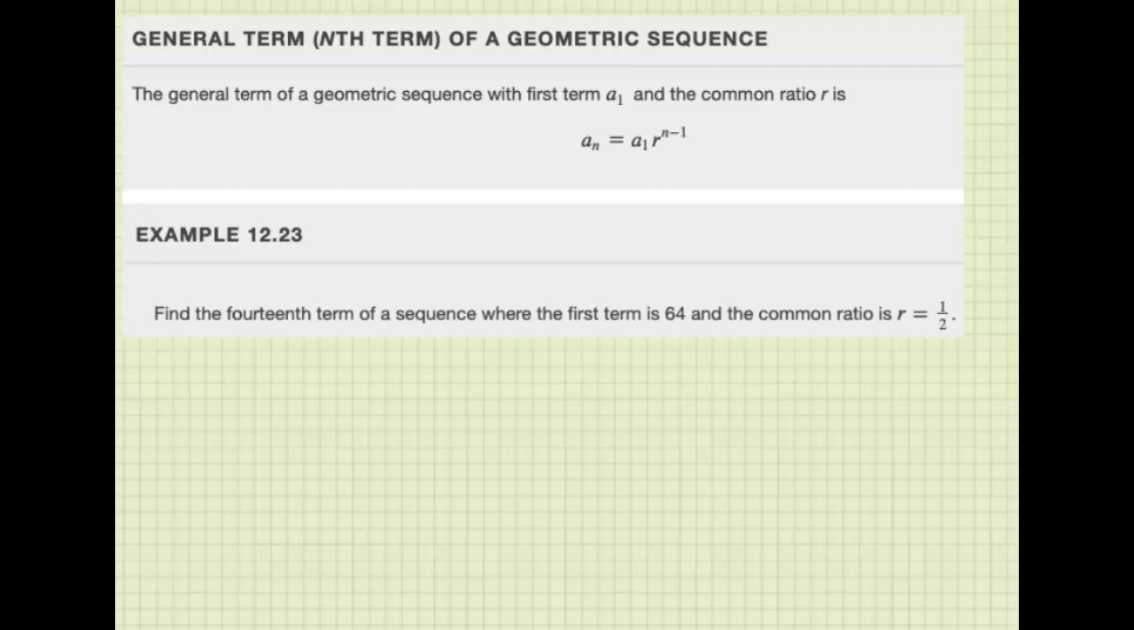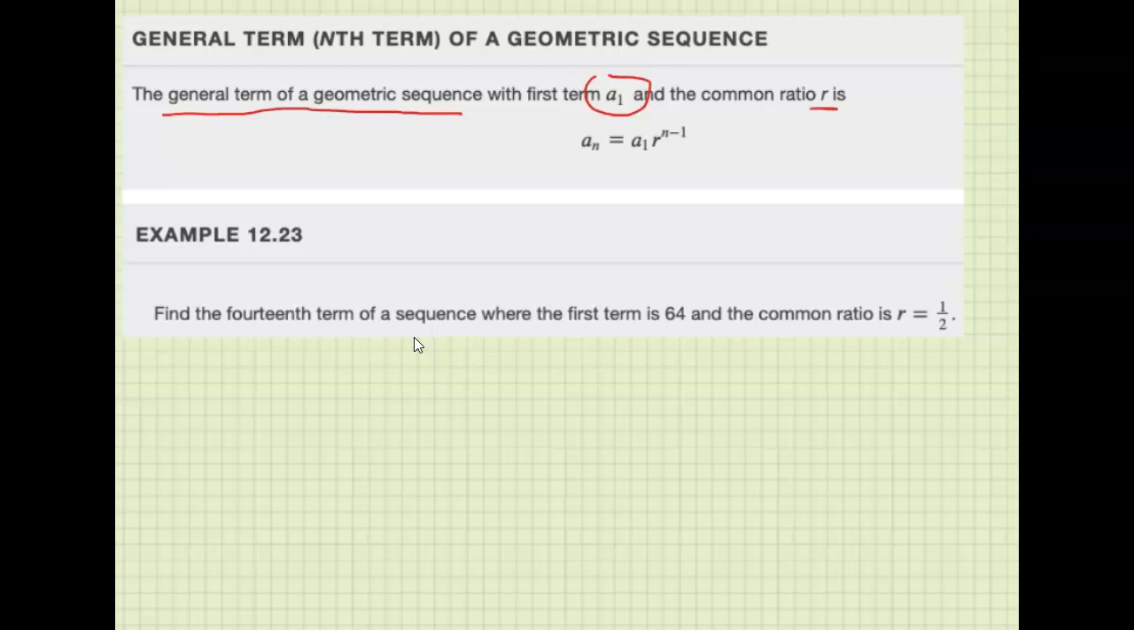Alright, so now we're going to learn about the formula for the general term of a geometric sequence. And for a geometric sequence, we need the first term and we need the common ratio. Okay, so the formula is given by a_n equals a_1 r to the n minus 1.